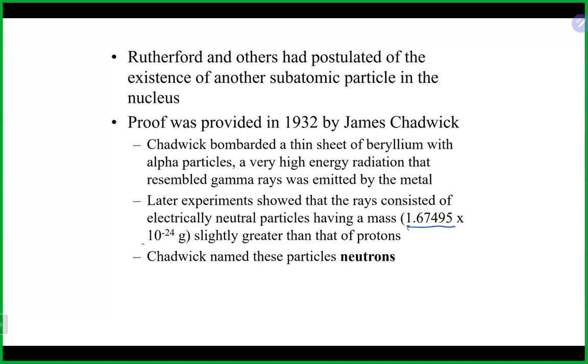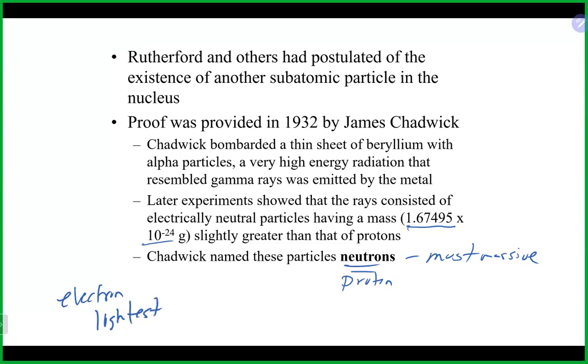Its mass is 1.675 times 10 to the minus 24, and that's why they come out to so many digits between this one and the proton. It barely beats out the proton, and the electron is the lightest of those three subatomic particles.